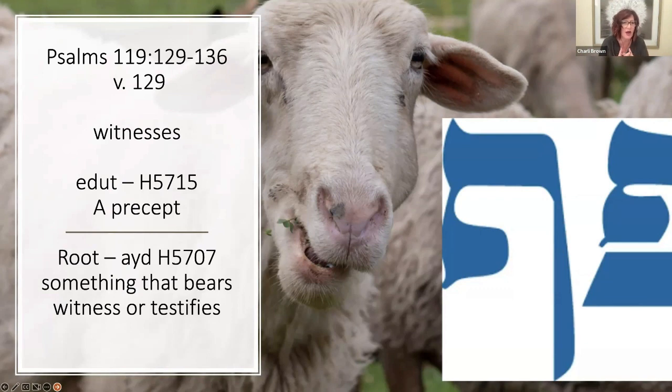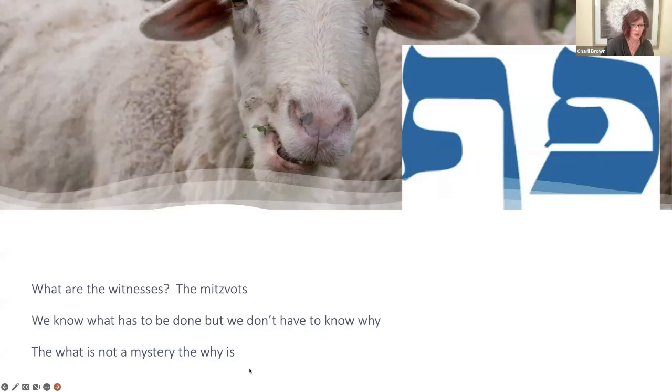But he says your witnesses, your edut, and that's H5715. It's actually your precepts, your witnesses, and the root of that is ayin-dalet, A-Y-D, and again, that's phonetic. It's H5707, and it's something that bears witness or testifies. So it's nice to see sometimes the translation actually got that right to the root. It's something that's testifying, something that's proclaiming. So he's starting right out by saying that your witnesses, your precepts, the things that bear witness to who you are, the things that testify about who you are, they're wondrous. They're wondrous to me. And he says, well, okay, so what are the witnesses?